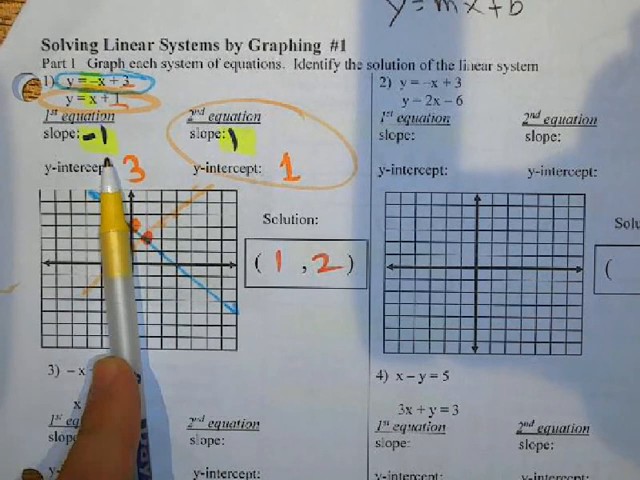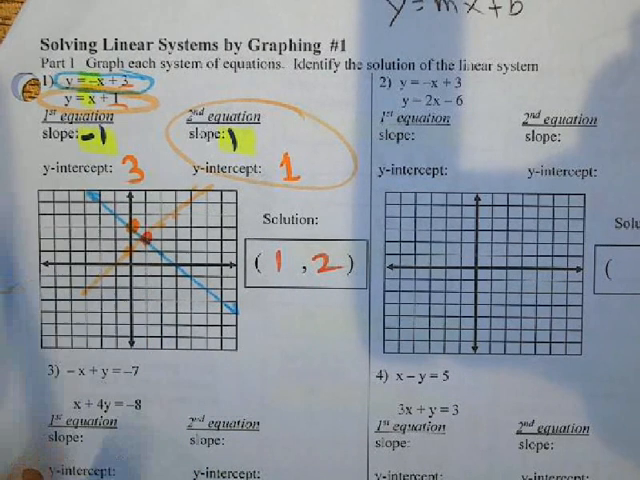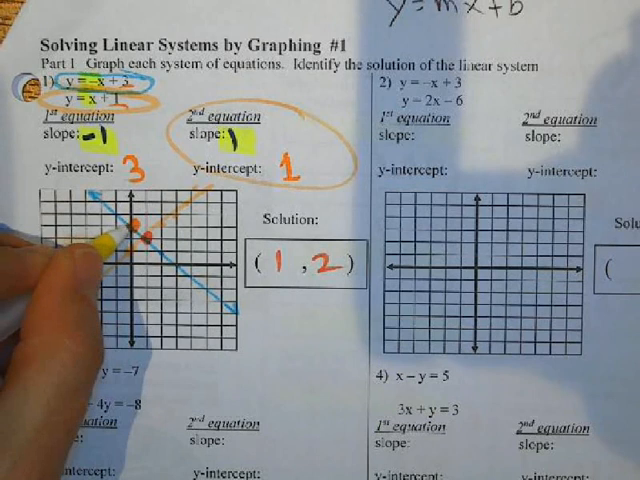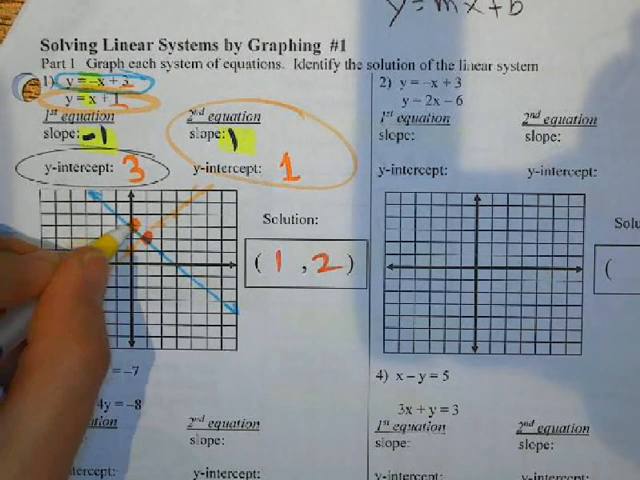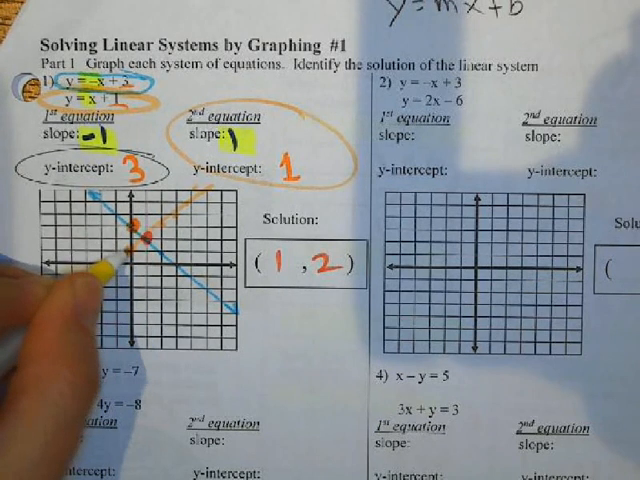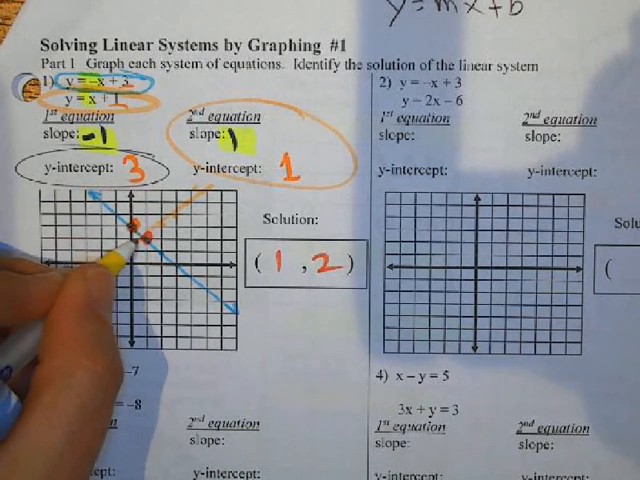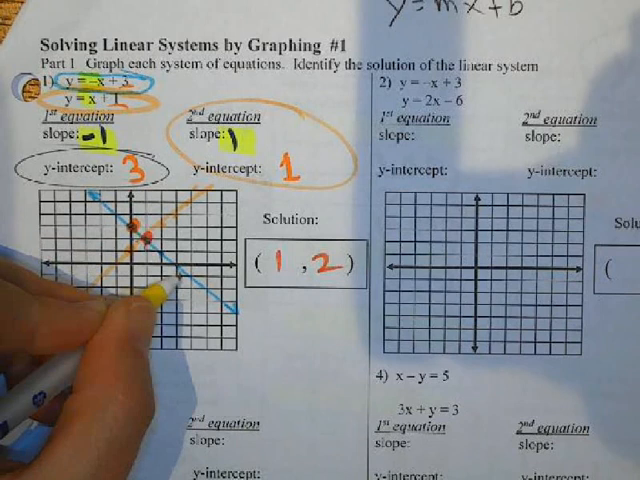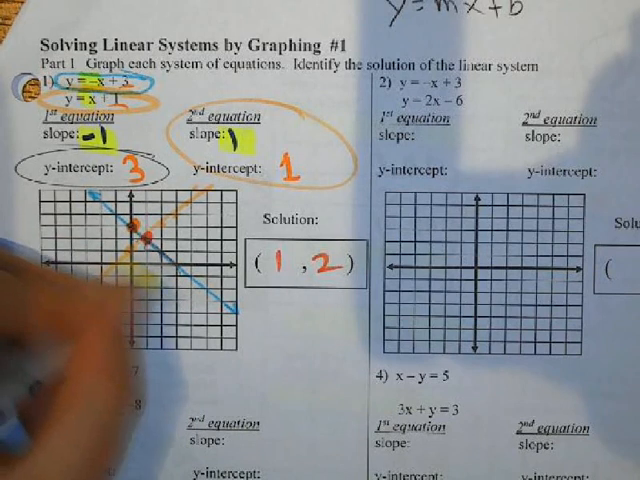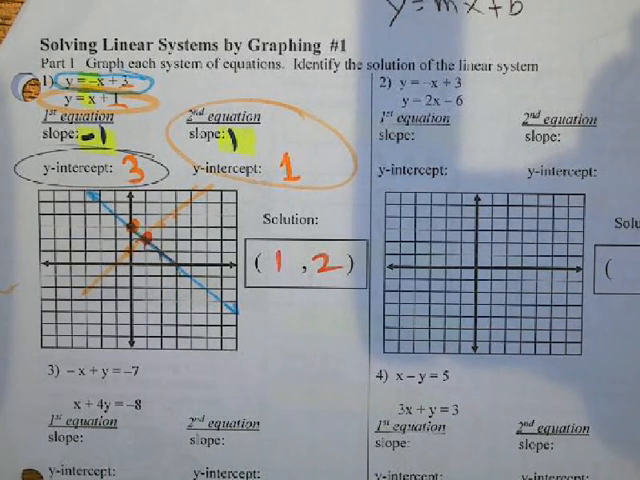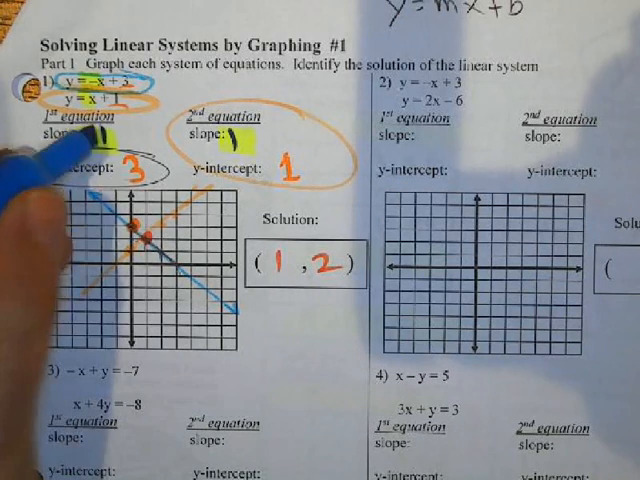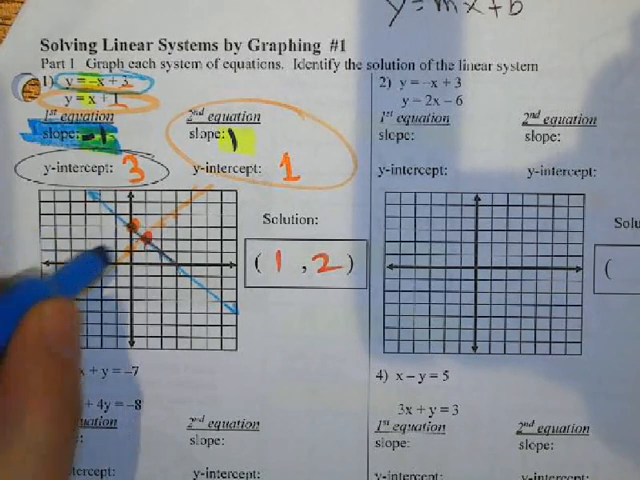So if I'm graphing this light blue line, the first thing I do is if I have my y-intercept at 3, from here I go up 3, 1, 2, 3, and then my slope is negative 1, so I go down 1 over 1, down 1 over 1. If it's a negative slope, it's going down. Okay, so this negative slope is going to go down.